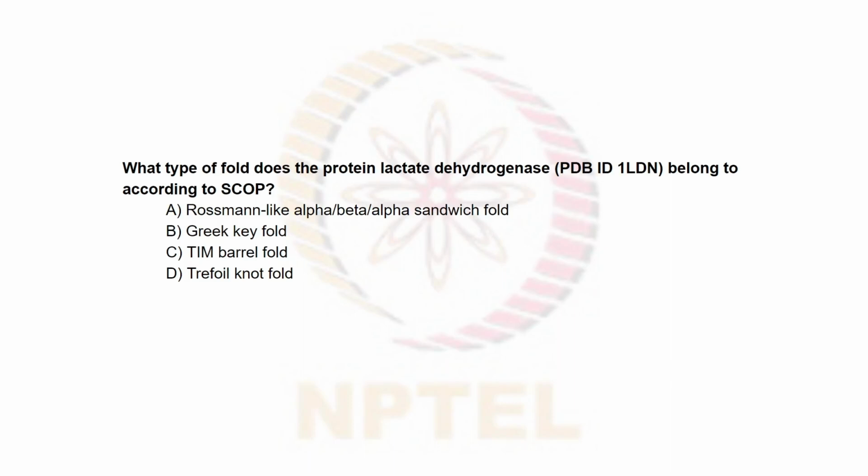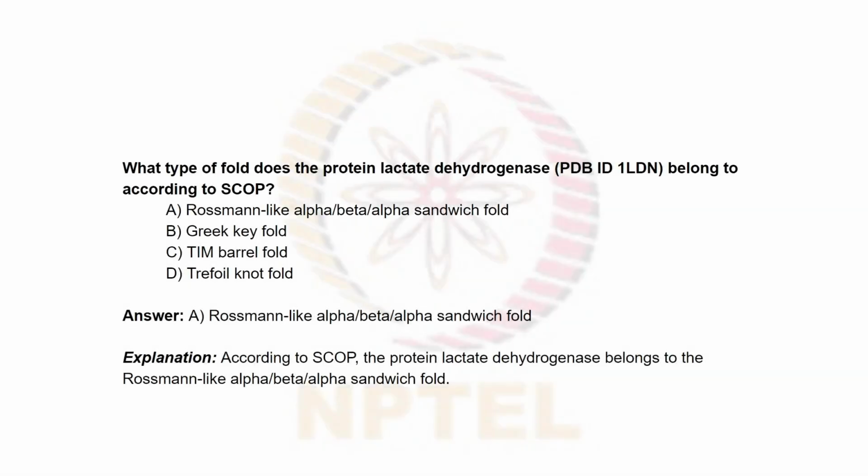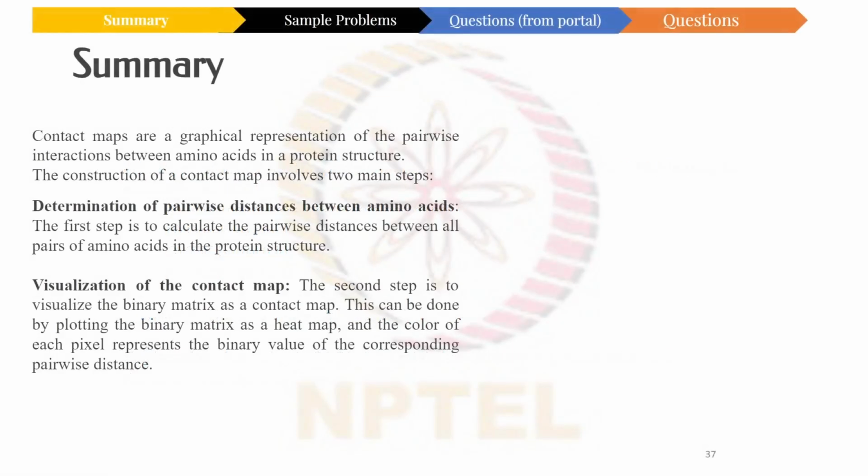So we have studied an example. So according to what type of fold does the protein lactate dehydrogenase with PDB ID 1LDN belong to? So it is Rossmann-like fold.